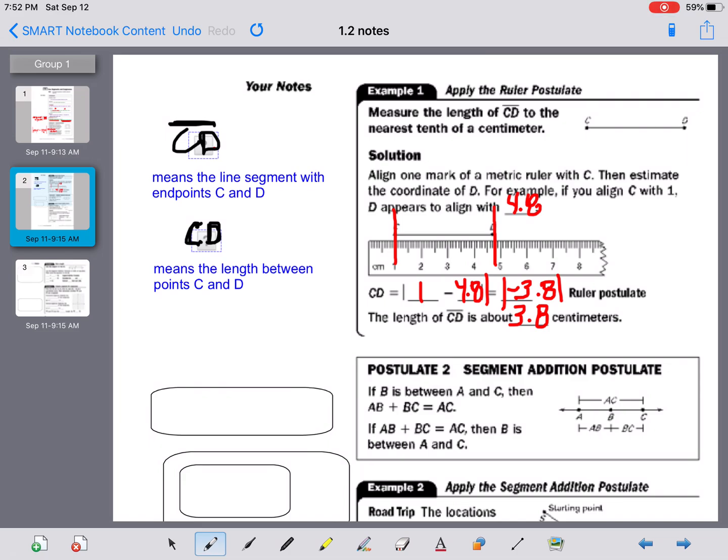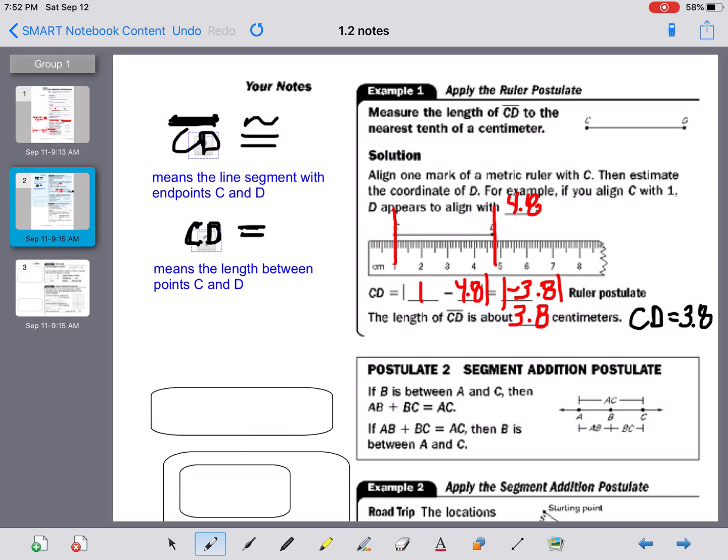This means the length between C and D, okay? So when you see CD with a segment above it, that means look at the actual segment. And that segment could be congruent to something because it is an actual object. But if it says CD with no line above it, it means I want you to measure it. I want you to find the length of it. And that means this CD is going to equal some kind of number. Like over here, it equaled 3.8. So I would write this one over here, CD equals 3.8.